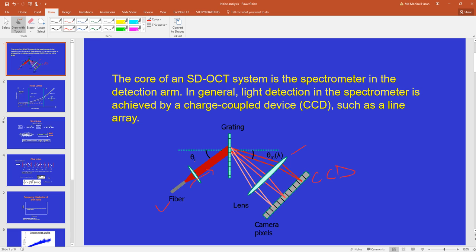But as we know, light is a photon. Actually, we are sending the light as a photon, and light is a particle. So there will be some issue. There will be some noise. So I will talk about what the noise is and how we can determine in which location, or in which noise limited region, your system is running.